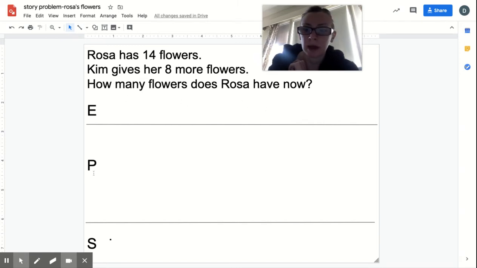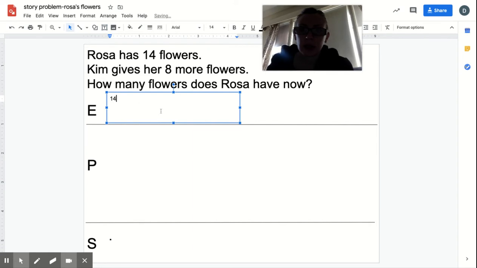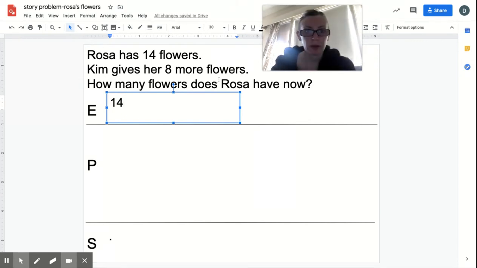Now, I already put my EPS, so I have all the parts to show my work. I'm going to read it again and think about the equation. Rosa has 14 flowers. In the equation part, I'm going to put 14. I know she has 14 flowers. Now let's think about what happens next. Kim gives her 8 more flowers.